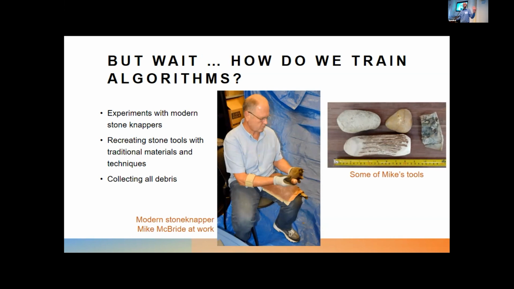In this case, this is where the experimental part comes in. You see here a stone knapper, Mike McBride, a good friend of mine with whom I'm working. I do experiments with modern stone knappers and other craft specialists, which I'll explain in a few slides, where they recreate stone tools and we collect the entire debris that they create. Basically, they use traditional resources.